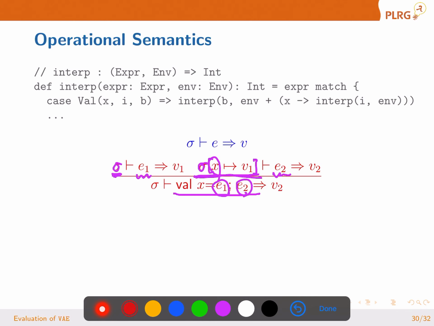Meaning that when you evaluate E2, you can see x and you're going to have the value for x. But when you evaluate E1, if you see x, that's going to be an error. Because sigma does not have any information about the value of x. X is not yet introduced when we evaluate E1. So when you see x here, that's going to be an error. That's really important. You should be able to understand that.